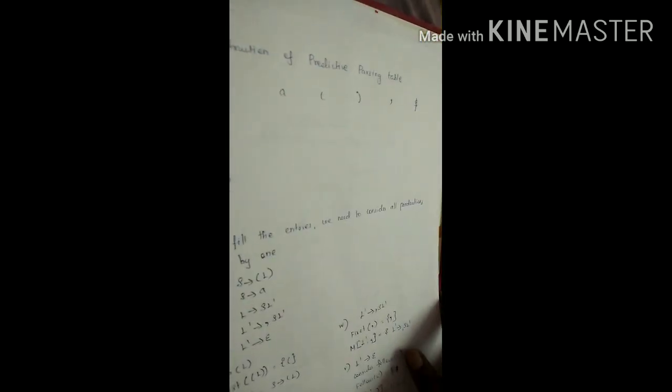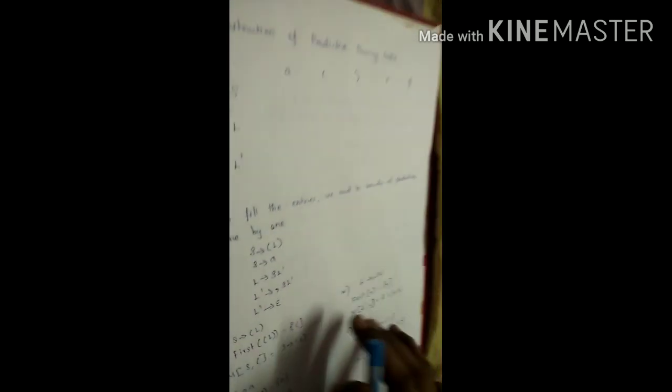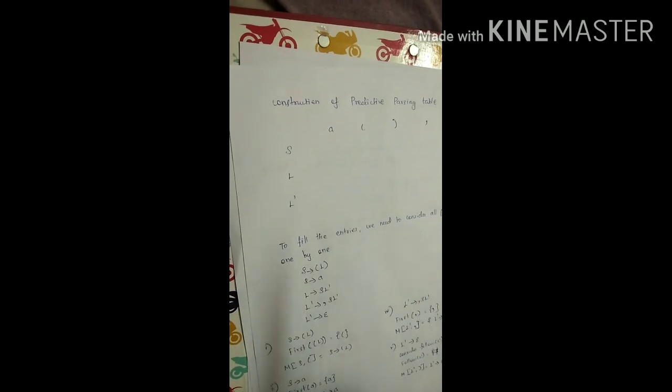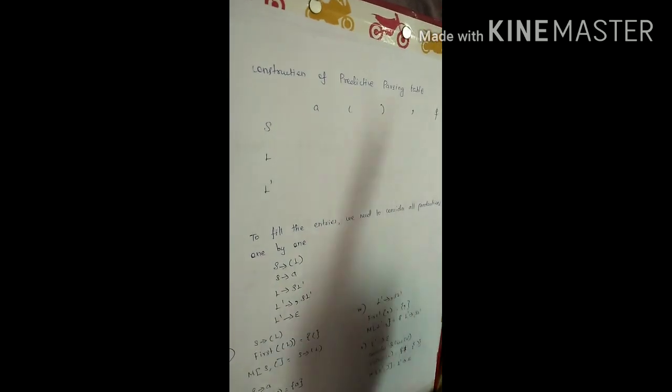To construct the predictive parsing table, we have to consider all the terminals and non-terminals. We place the non-terminals row wise and the terminals column wise. To fill the entries in the predictive parsing table, we need to consider all the productions one by one. Here we have to add a dollar symbol. There is no need to include the epsilon symbol.